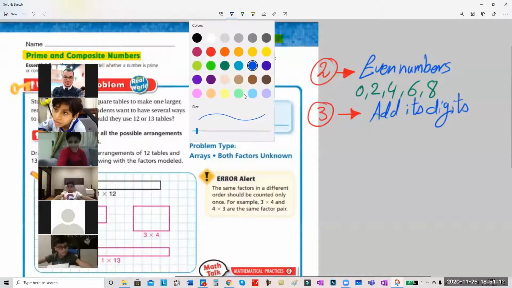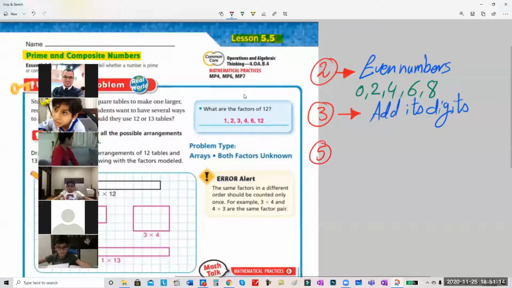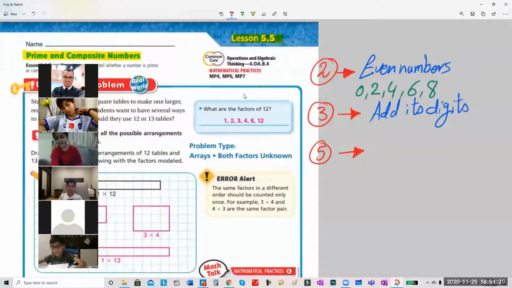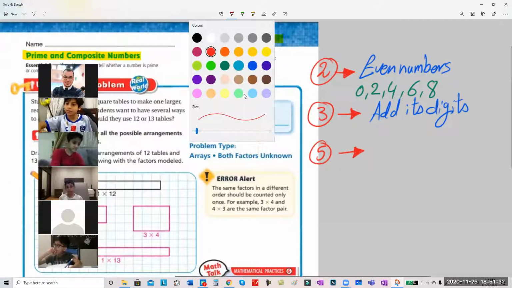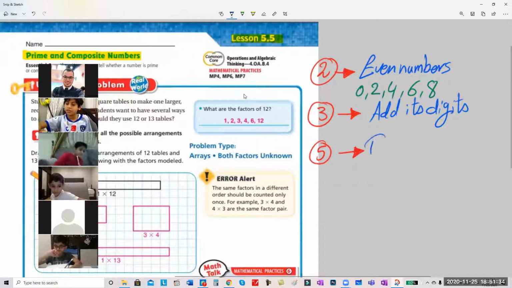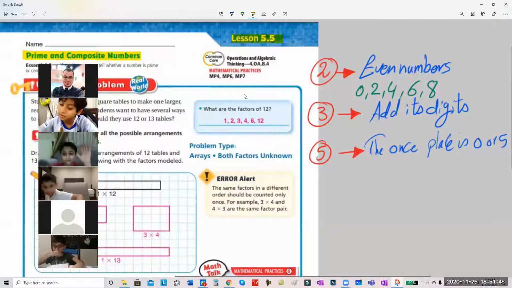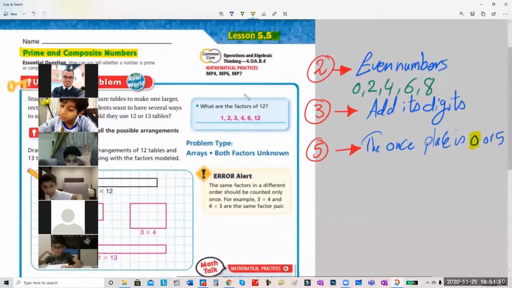Okay, let's move to 5. How can we know that the number is divisible by 5? We all know that the multiplication table of 5 ends with 0 or 5, right? So the ones place should be 0 or 5.